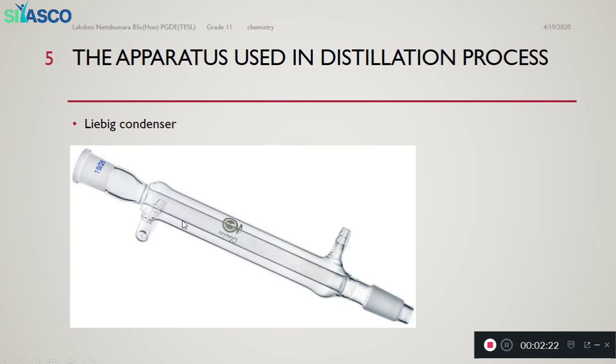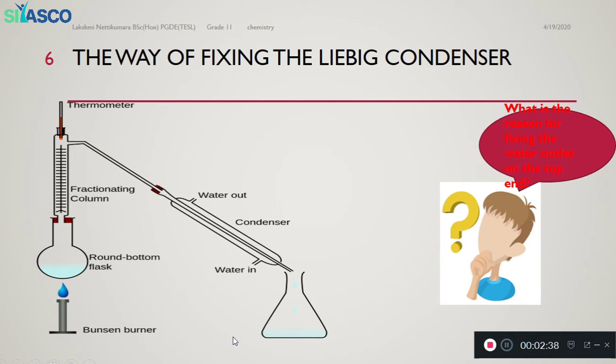In between there you can see a tube. Surrounding the tube there is this outer covering that circulates the water. So this is called the Liebig condenser. Now let's see how this Liebig condenser is fixed in a distillation process. This one is a little bit complex because here it is mentioning the fractionating column, which comes later on.